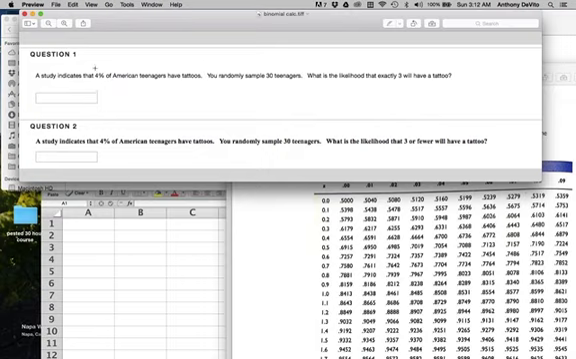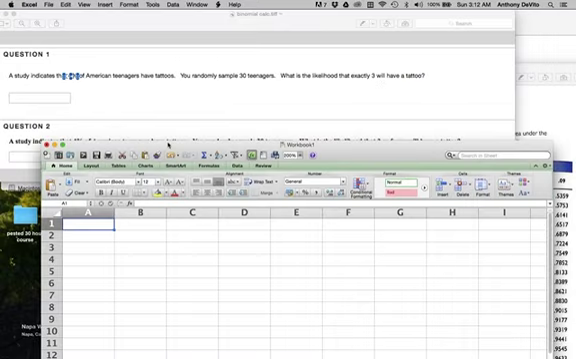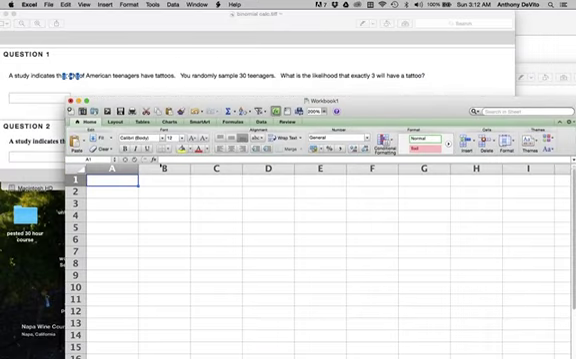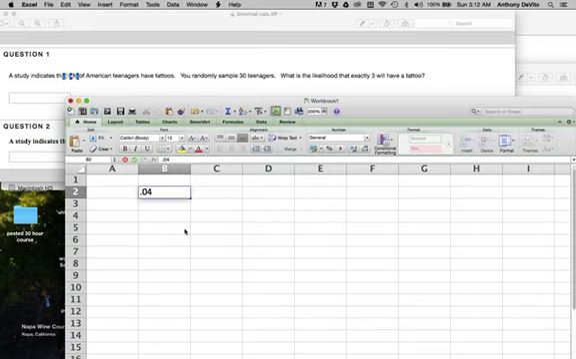Study indicates that 4% of American teenagers have tattoos. You randomly sample 30 teenagers. What's the likelihood that that sample will come back with exactly three teenagers that have tattoos? Let's take a look at this. Now we know that in this population, if you randomly select one teenager, the probability is 4% that they're going to have a tattoo.